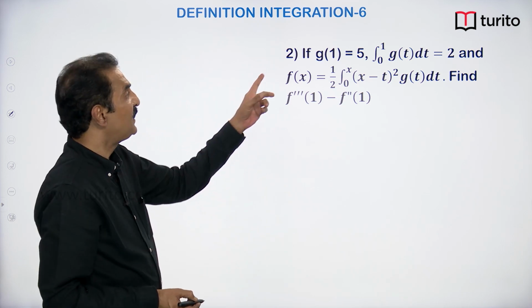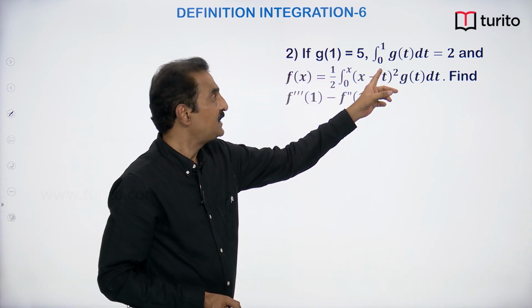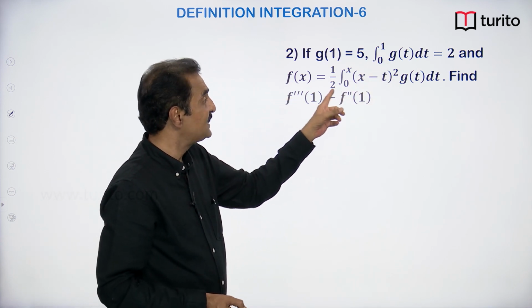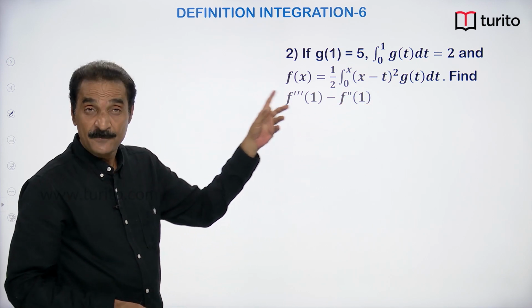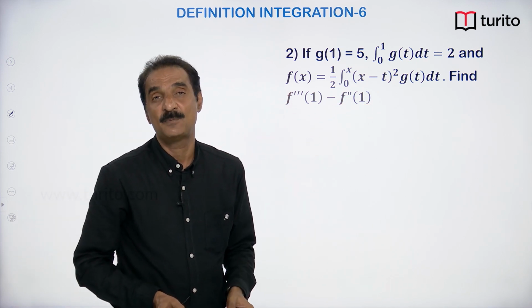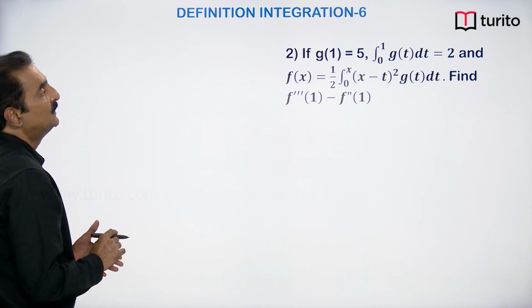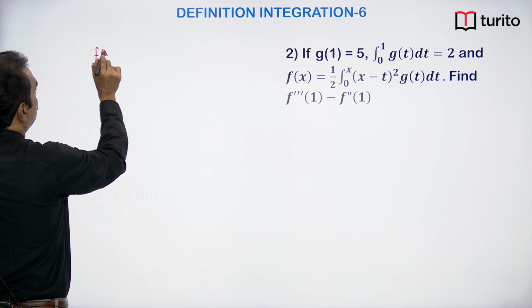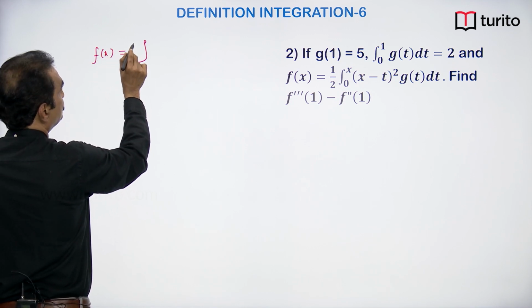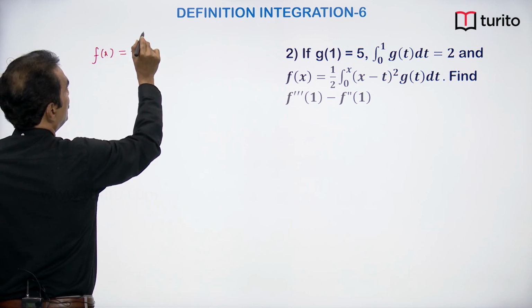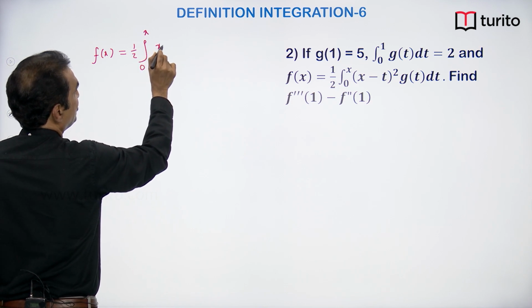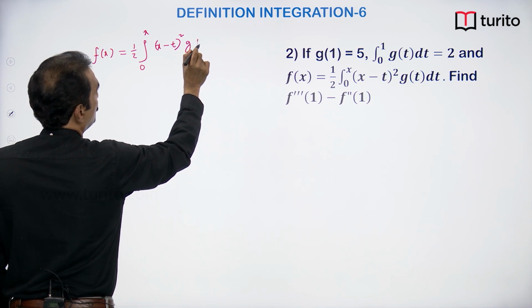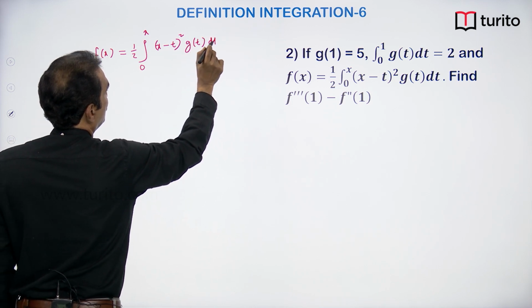If g of 1 is equal to 5 and integral 0 to 1 g of t dt is equal to 2, and f of x is defined like this, find f triple dash 1 minus f double dash 1. Take f of x, half integral 0 to x (x minus t) whole square into g of t dt.